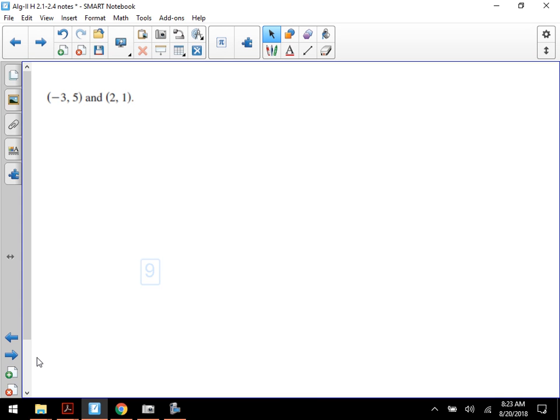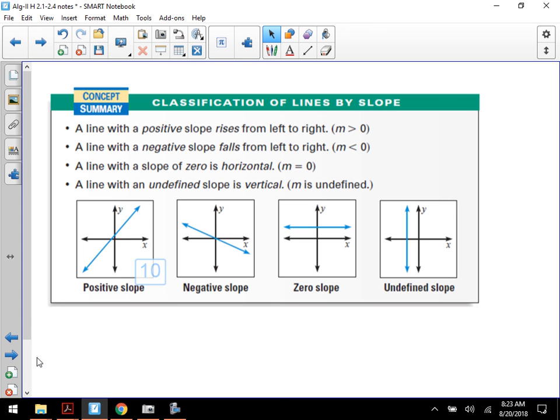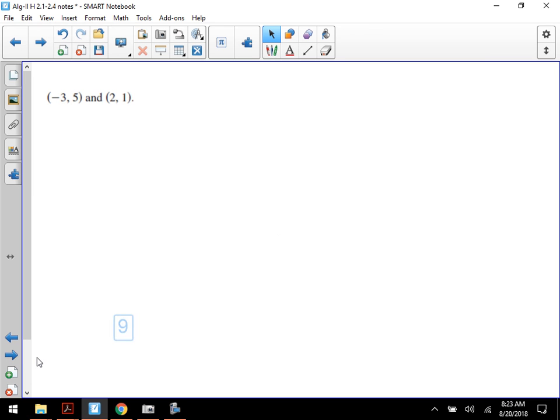Come on. Do we have to do an example of how to find slope? No, we don't. I don't need to. All right, let me think this.